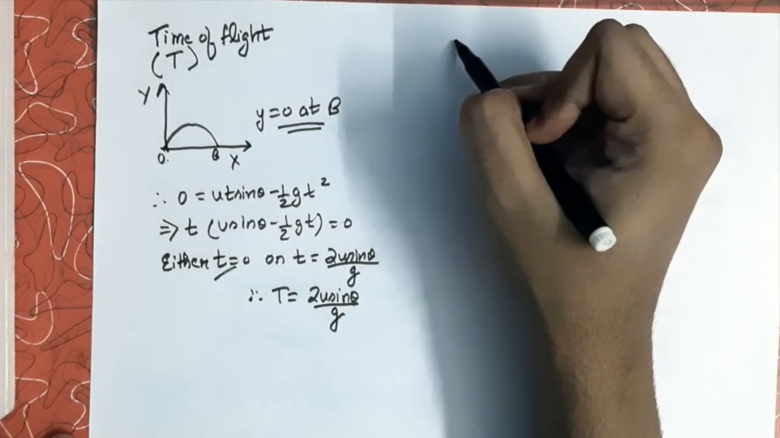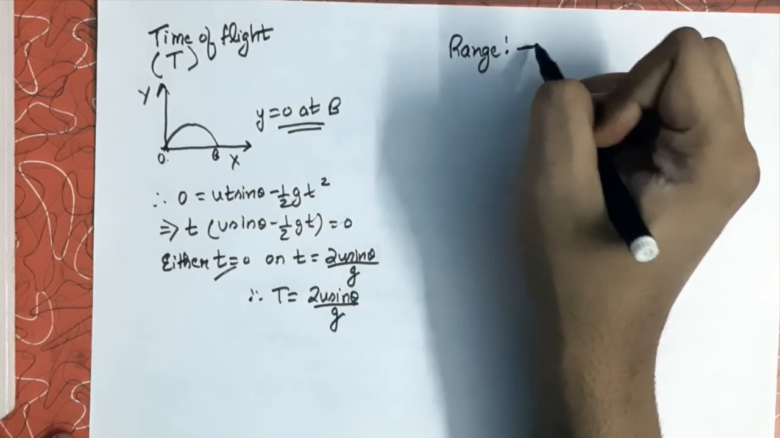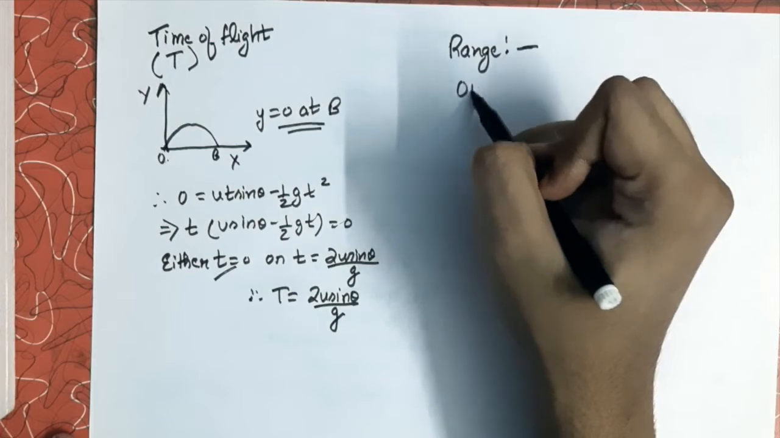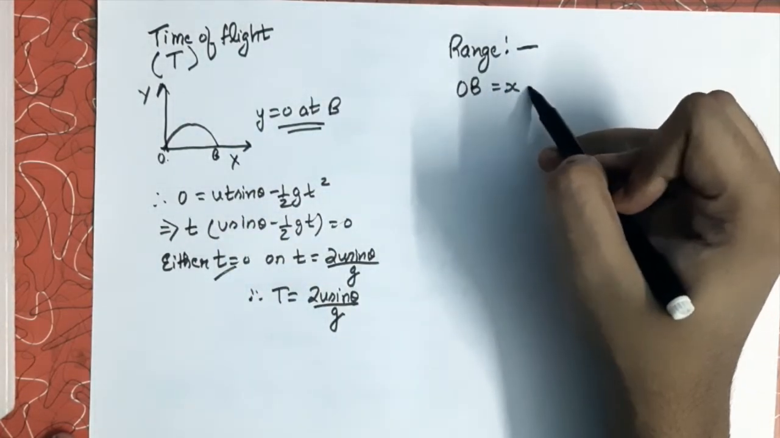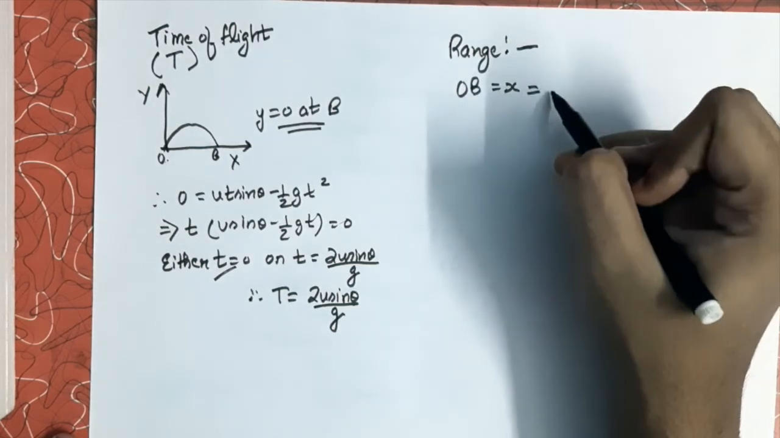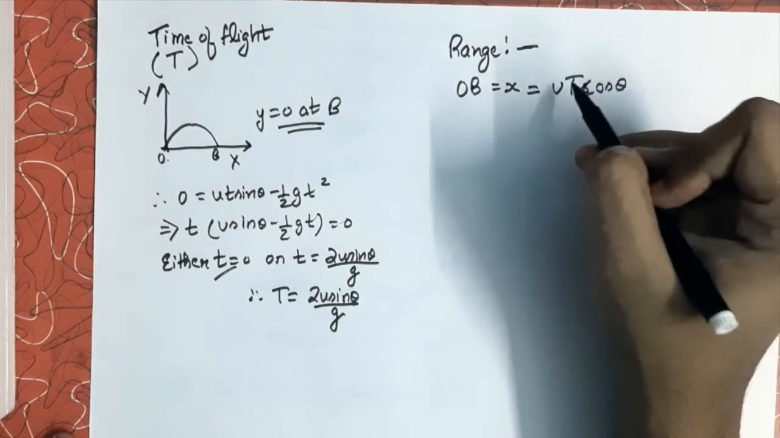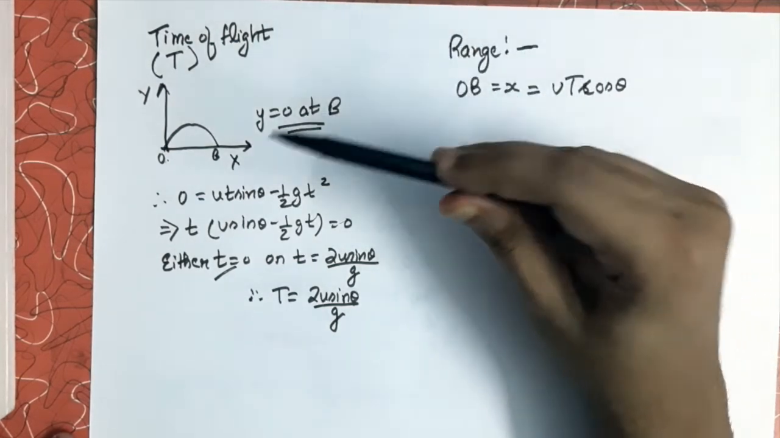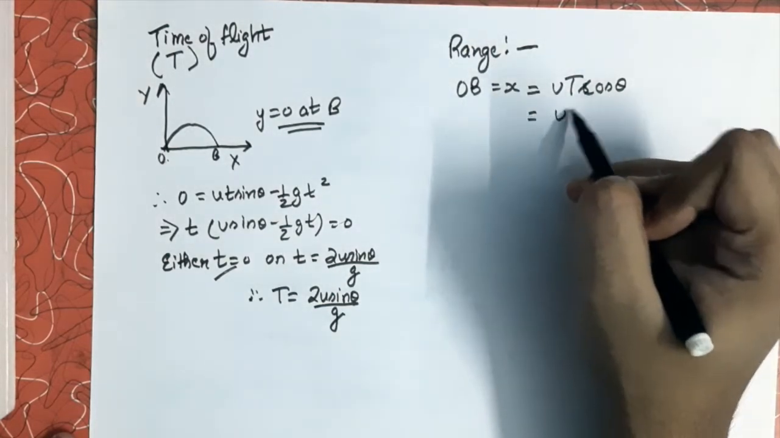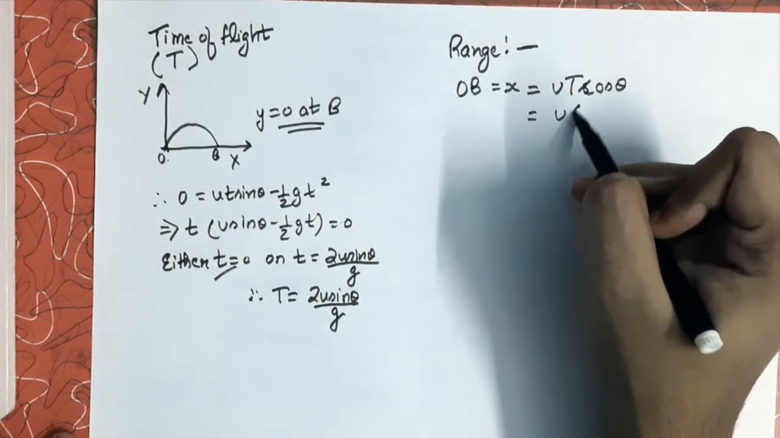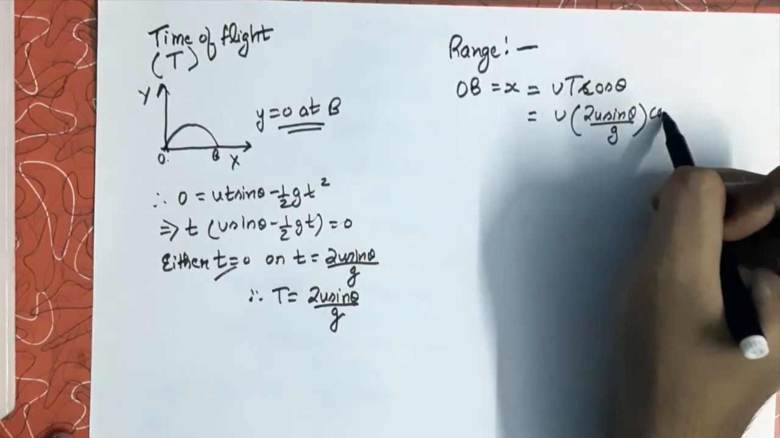Similarly, we can find out the range. For range, we know range is equal to OB. This OB is the range. So we can write OB or x is equal to u into capital T into cos theta. Why capital T? Because the time taken to reach from O to B is capital T. So putting the value of capital T, u into 2u sine theta by g into cos theta.